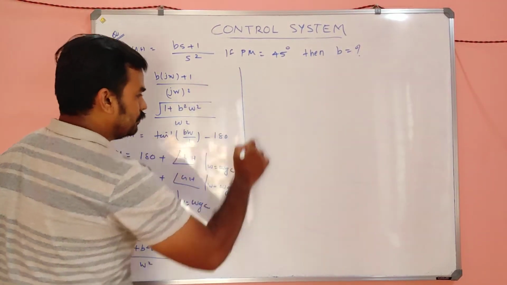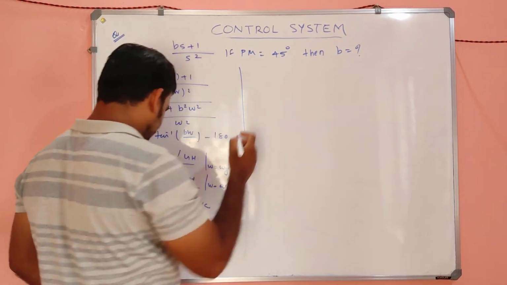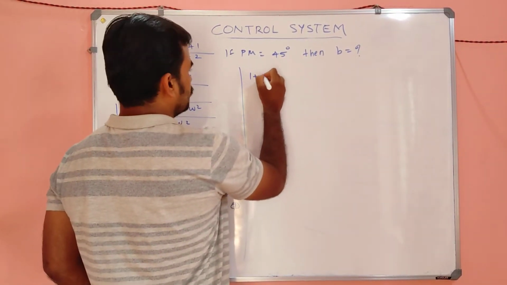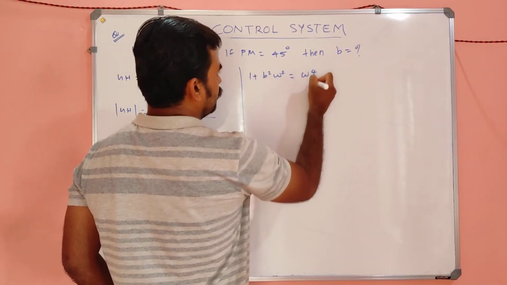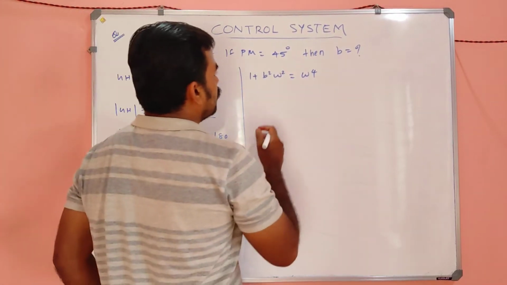Okay, we can directly substitute that. So which is nothing but, my dears, taking square on both sides, you will get 1 plus B square omega square equal to omega raised to 4. Am I right? 1 plus B square omega square equal to omega raised to 4.